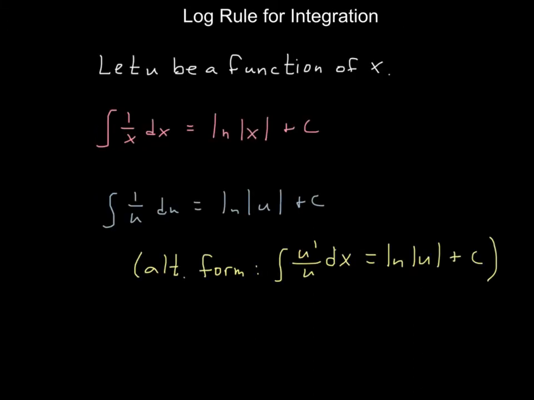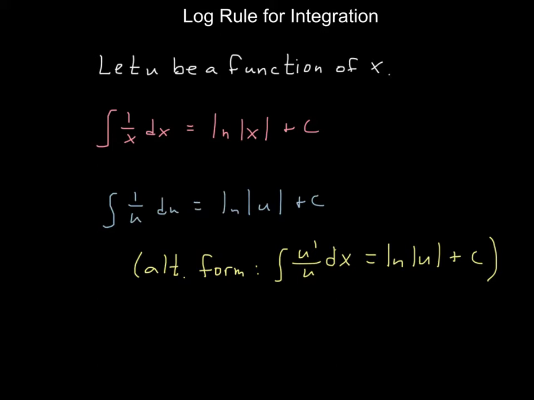Let's start out by looking at the log rule for integration. In this case, we're going to let u be a function of x. If I take the integral of 1 over x dx, that is going to be the natural log of the absolute value of x plus c. And the integral of 1 over u du is the natural log of the absolute value of u plus c. The alternate form, the chain rule version if you will, is that the integral of u prime over u with respect to x equals the natural log of the absolute value of u plus c.